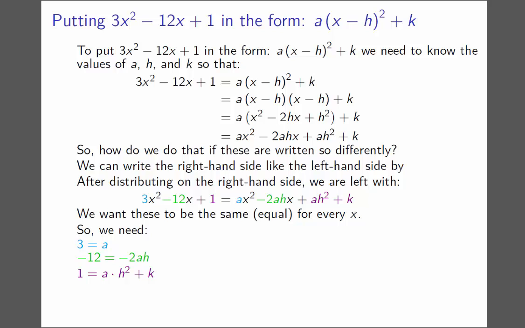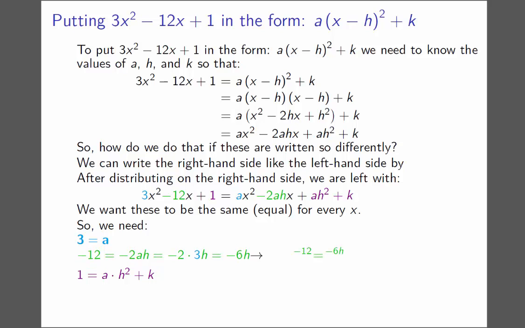Now, we need to solve these for a, h, and k. In the first equation, we can solve for a pretty quickly. a equals 3. Now that we have that, it will be easier to solve the next equation. Since a is 3, our equation becomes −12 equals −2 times 3h, which is −6h. And since −12 equals −6h, and we divide by −6 on both sides, we find that h equals 2. So we've now found that a is 3 and that h is 2.